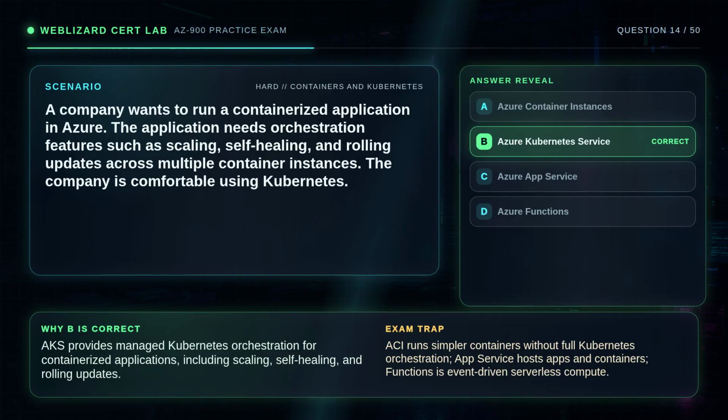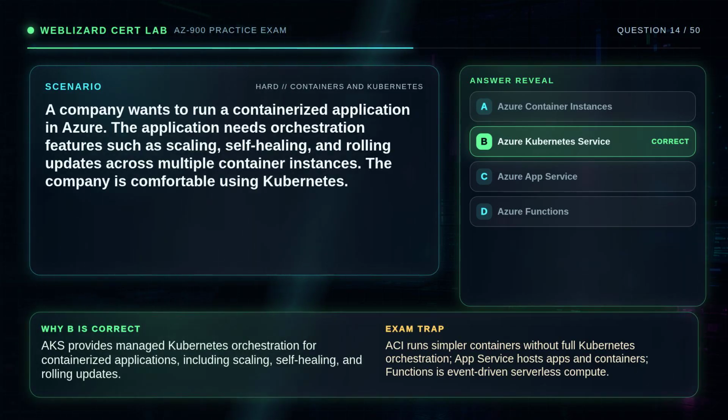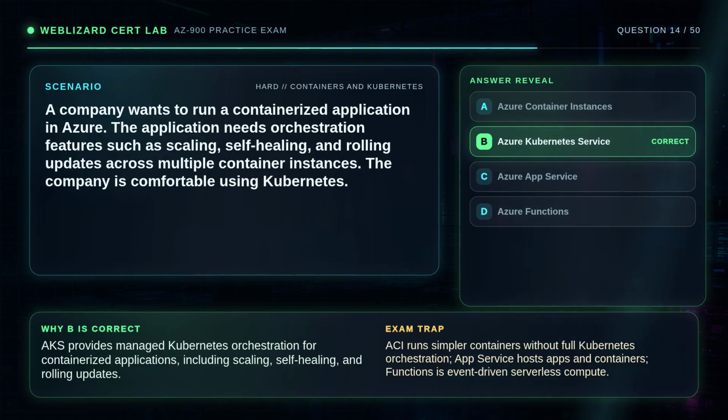Azure Kubernetes Service, or AKS, provides managed Kubernetes orchestration for containerized applications. It supports scaling, self-healing, rolling updates, and coordination across multiple container instances. Azure Container Instances is simpler and useful for running individual containers without full Kubernetes orchestration. Azure App Service can host web apps and containers, but it is not the Kubernetes orchestration platform. Azure Functions is event-driven serverless compute. The exam clue is Kubernetes plus orchestration features such as scaling, self-healing, and rolling updates.